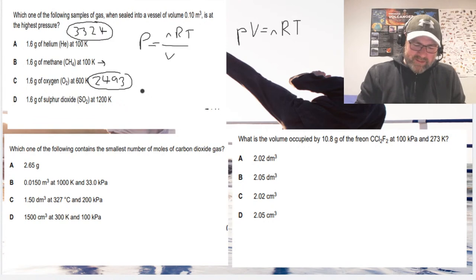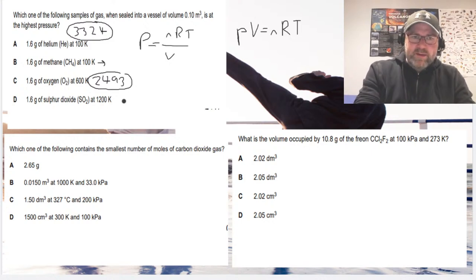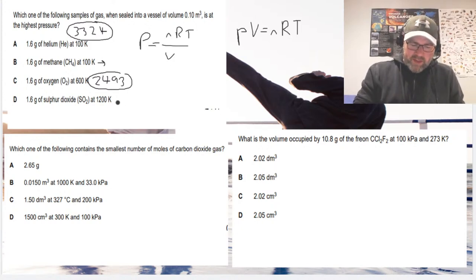1.6 grams sulfur dioxide. Sulfur is roughly 32. Oxygen, O2 is 32. So we're looking at 64. 1.6 divided by 64 equals the moles, 0.025. We're then going to take 0.025, times it by 8.31, which is R, times it by the Kelvin, which is 100, and hopefully that's the correct answer. And then we're going to divide it by the volume, and the volume is always in this question 0.1, and no, the Kelvin was 1200.